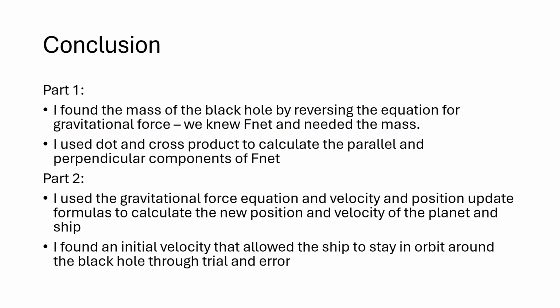So in this lab, in part 1, I found the mass of the black hole by reversing the equation for gravitational force. We knew Fnet and needed the mass. And then I used the dot and the cross product to calculate the parallel and perpendicular components of Fnet. In part 2, I used the gravitational force equation and velocity and position update formulas to calculate the new position and velocity of the planet and the ship. And then I found an initial velocity that allowed the ship to stay in orbit around the black hole through trial and error.